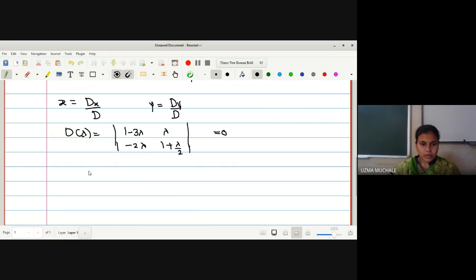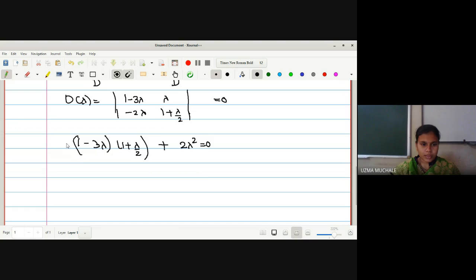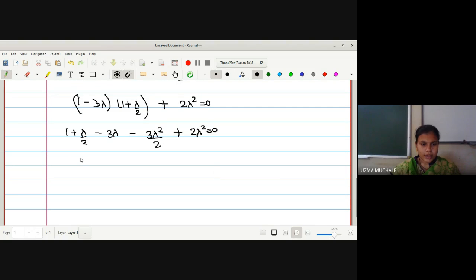Okay. So let me solve this determinant: (1 minus 3 lambda) into (1 plus lambda by 2) plus 2 lambda square is equal to 0. Now let us solve this equation. 1 plus lambda by 2 minus 3 lambda minus 3 lambda square by 2 plus 2 lambda square is equal to 0. Let us solve this.